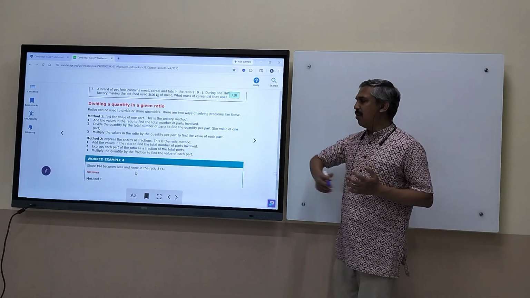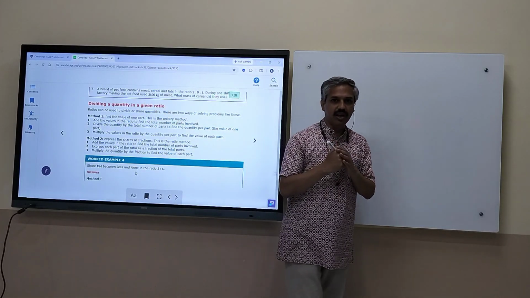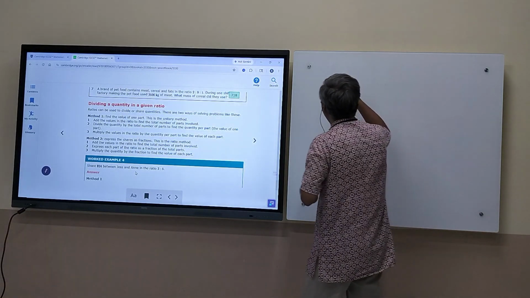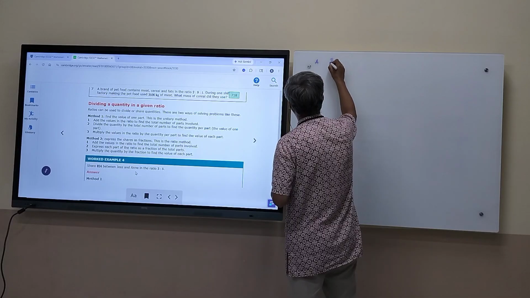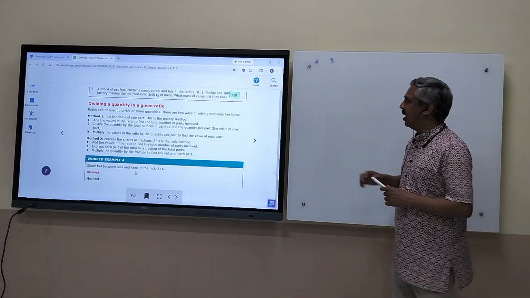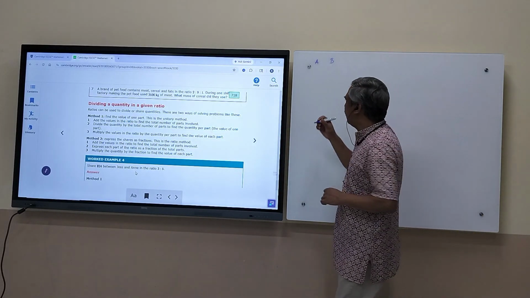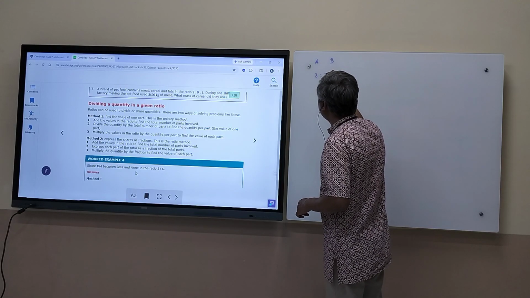So we are now going to start with this topic, that is dividing a given quantity into a certain ratio. For example, let's say there are two friends, friend A and friend B, who have invested some money in starting a business, and the investments were in the ratio 3:7.